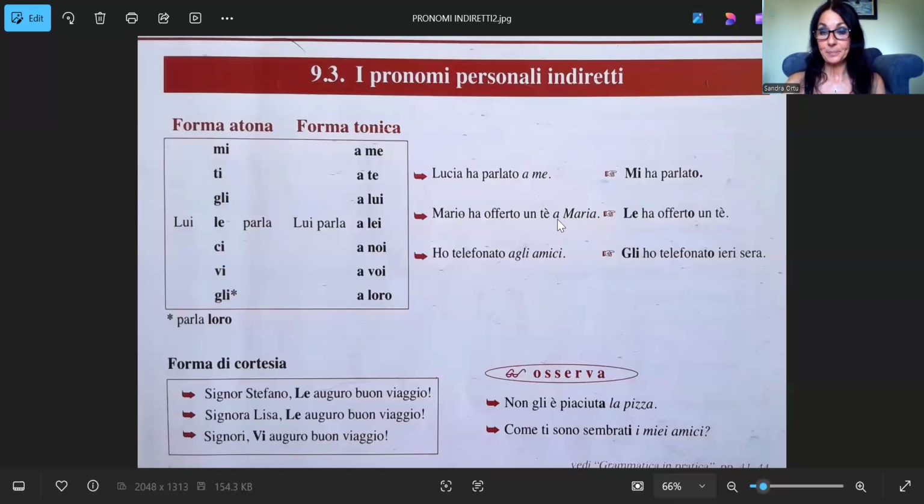And as I said earlier, especially at the beginning, do concentrate on learning the weak forma atona. However, keep in mind that forma tonica is very important for the construction in other specific contexts, and this is one. So if you have, instead of him or her, somebody's name, this is the structure you need to use. You need to use a followed by someone's name.